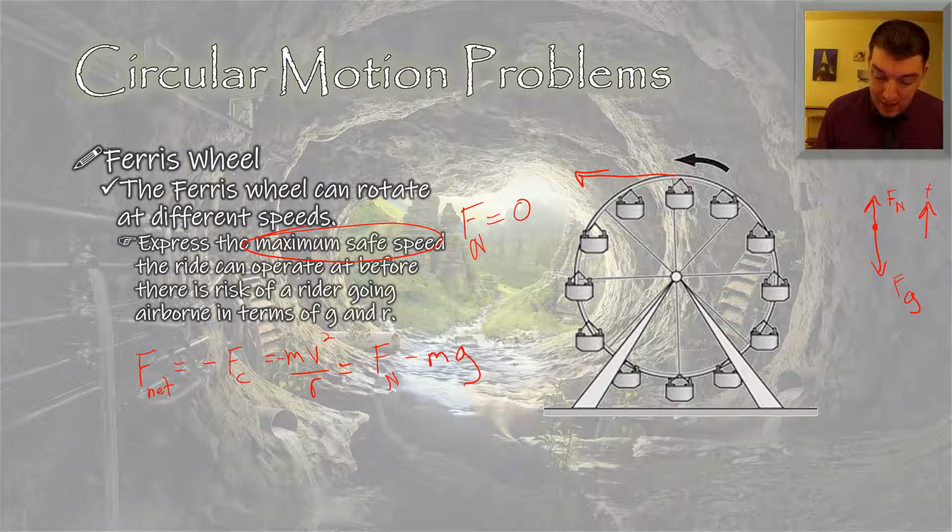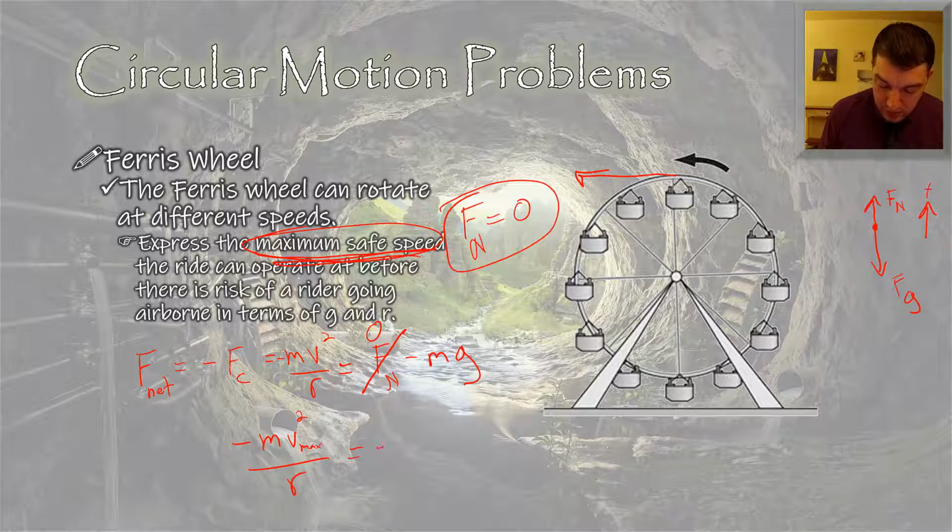We notice this would be just to solve at a specific velocity if I wanted to figure out the normal force, or given a specific normal force, what would the speed be? But I want to know the maximum safe speed, and the maximum safe speed happens when the normal force approaches or falls to zero. That means this cancels out. Negative m v max squared divided by r is going to equal negative mg. We notice a couple nice things. Negative m divided by negative m, gone. v max squared over r equals g, or v max equals the square root of rg.